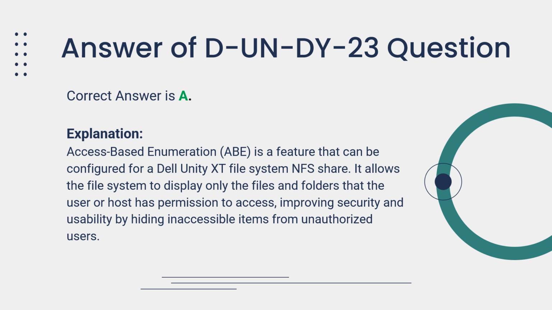Explanation. Access-based enumeration (ABE) is a feature that can be configured for a Dell Unity XT file system NFS share. It allows the file system to display only the files and folders that the user or host has permission to access, improving security and usability by hiding inaccessible items from unauthorized users.